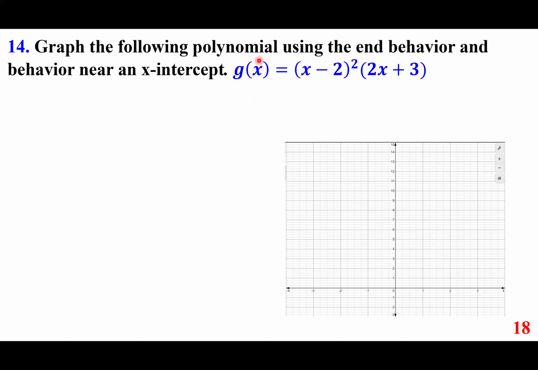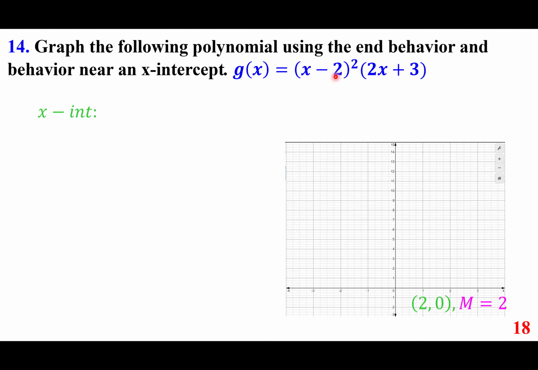We're going to do the same thing, graph the following polynomial using the end behavior and behavior near an x-intercept. G of x is (x minus 2) squared times (2x plus 3). So first, let's look at the x-intercepts. This one gives us (2, 0), set that equal to 0. This one gives us (negative 3 halves, 0). I hope everybody can see that this one has multiplicity 2, this has multiplicity 1.